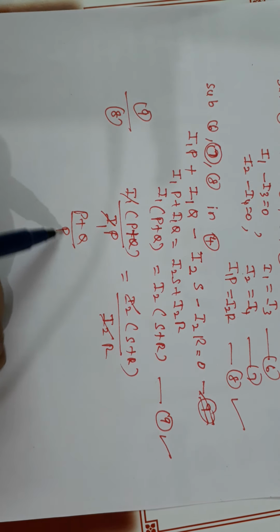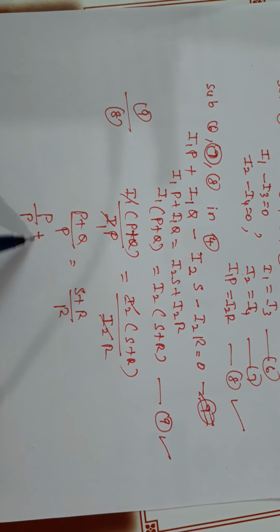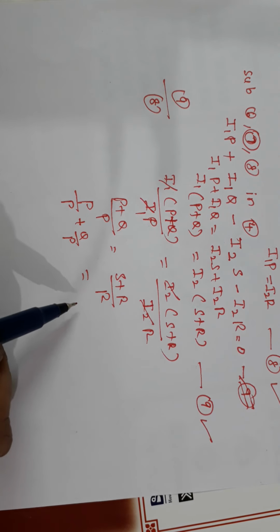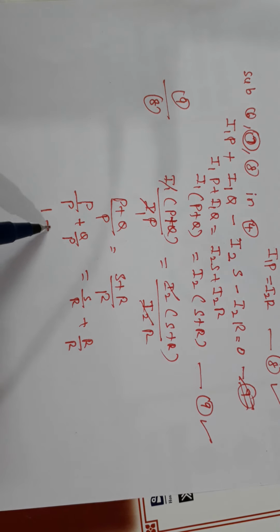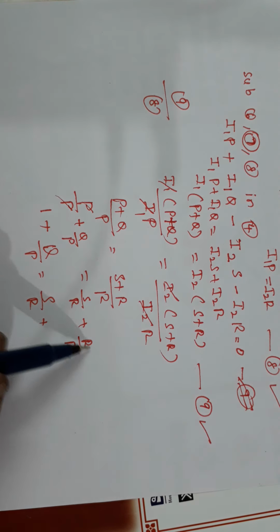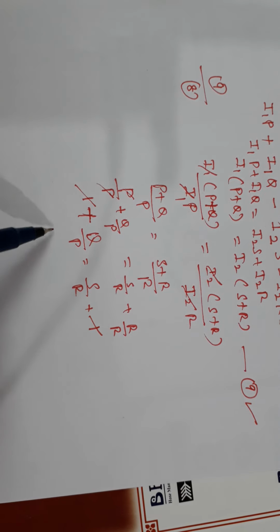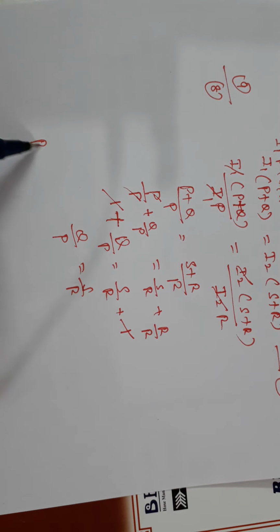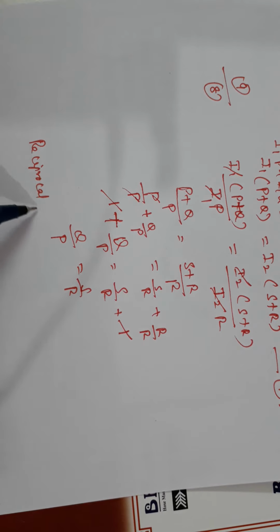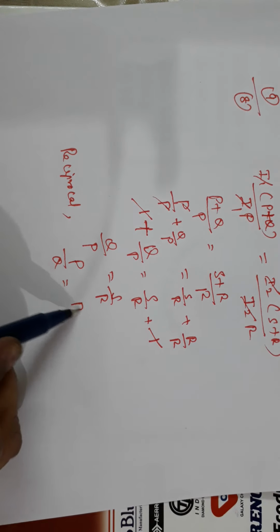P plus Q by P is equal to S plus R by R. Split it and write P by P plus Q by P is equal to S by R plus R by R. So you will get 1 here, you will cancel this, you will get 1 here. You can cancel these two also. You will get Q by P is equal to S by R. Now reciprocal. Either side if you take the reciprocal, what do you get? You will get P by Q is equal to R by S.